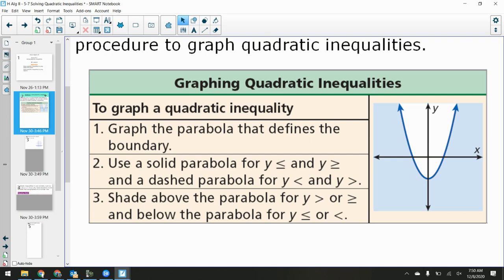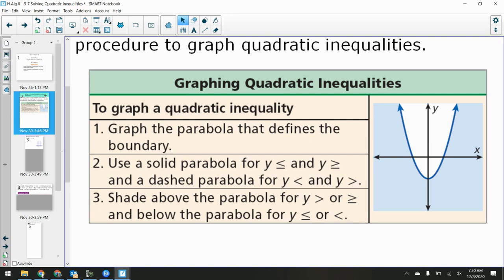To graph a quadratic inequality, there are basically 3 steps. First, graph the parabola that defines the boundary, right? We did this with linear equations as well. We graphed the boundary line. We found the slope, we found the y-intercept. In this case, the boundary is going to be a quadratic. It's going to be a parabola. Second step, we used a solid or dotted line. Same rules apply. Or equal to means solid lines. Not equal to means dotted lines. And then we just shade.